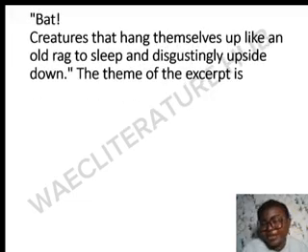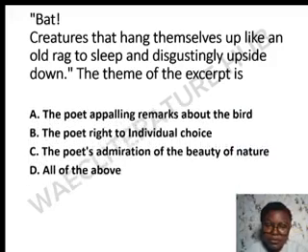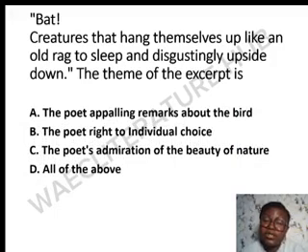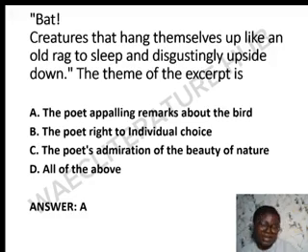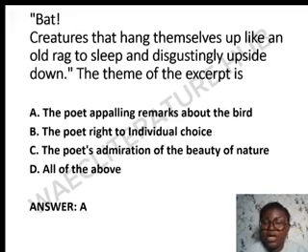"But creatures that hang themselves up like an old rag to sleep and disgustingly upside down." The theme of the excerpt is: the poet's appalling remark about the bird, the poet's right to individual choice, the poet's admiration of the beauty of nature, or all of the above? And the answer is the poet's appalling remarks about the bird. I'm sure you've read Bats and realized that at the beginning of the poem, the persona is just enjoying himself, talking about the seas, the mountains, the bridges, and all of a sudden he looks up and sees what he was still thinking were swallows, a species of birds. As a matter of fact, the analysis of that is on my channel if you're yet to read this poem, so go and watch.